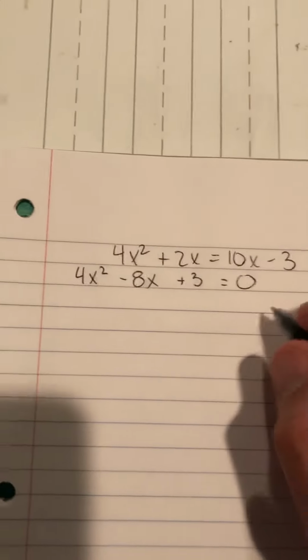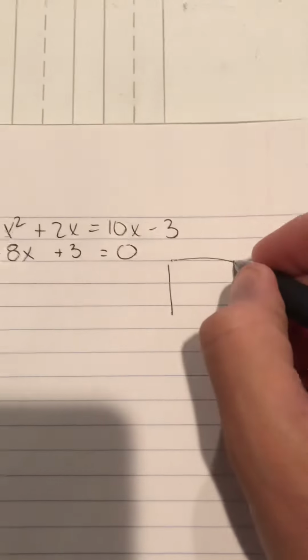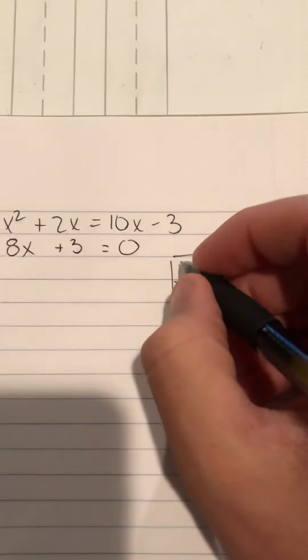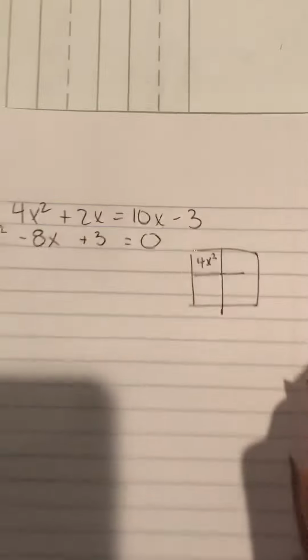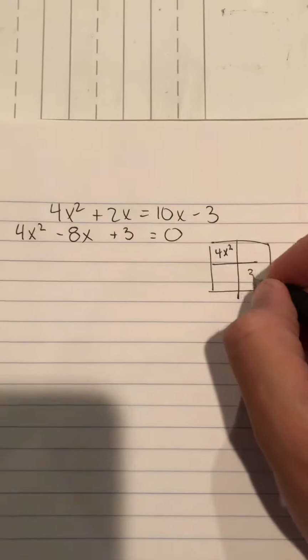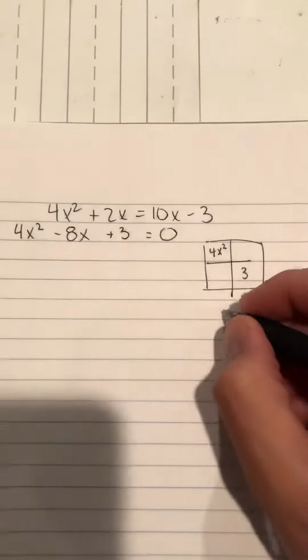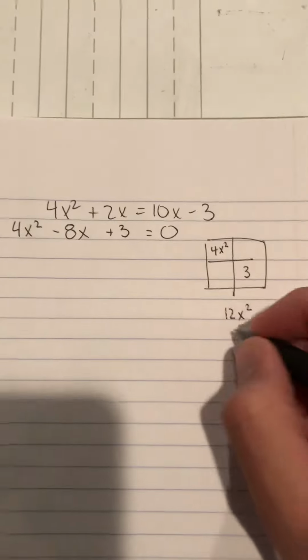The next thing I'm going to do is go to the box method, and I'll do that over here. I draw a 2 by 2 box, putting my ax squared term in the upper left-hand box, and putting my c value in the lower right-hand box. I'll then multiply those together and get 12x squared.